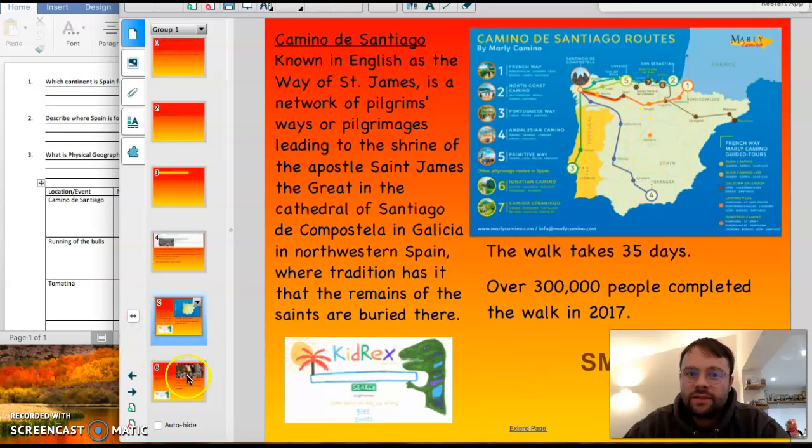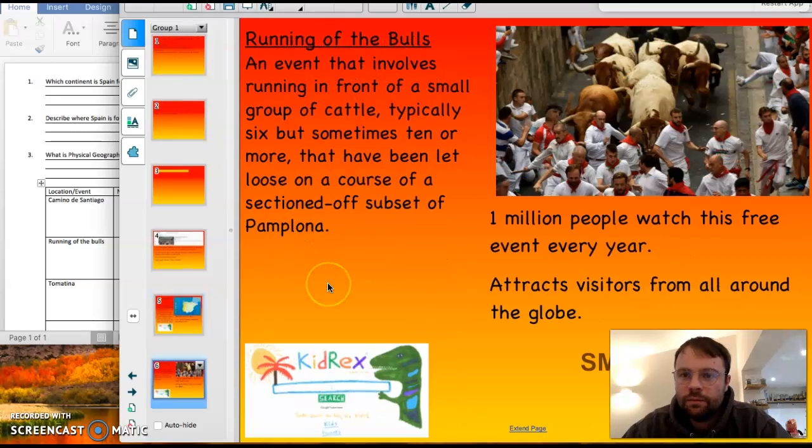Right then, here we go. Next one. The running of the bulls. This is an event that involves running in front of a small group of cattle, typically 6, but sometimes 10 or more, that have been let loose on a course of a sectioned off subset of Pamplona. Okay, so as you can see, the people are all wearing white with a red handkerchief around their necks. I'm sure the bulls love that.